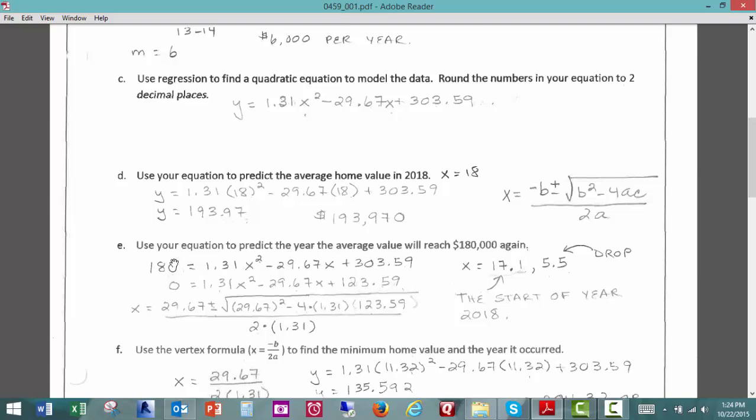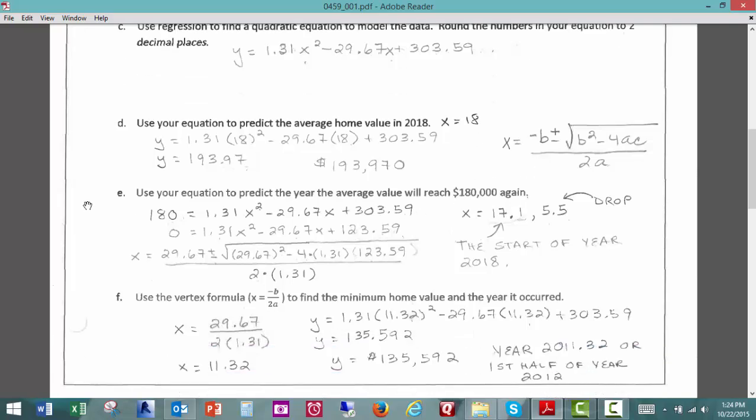Before I proceed, I'm going to have to take this 180 and subtract it from this side so that I can take the equation and have it set equal to 0. So when I subtract 180 from both sides, I end up with 123.59 right here. Then to solve this, I'm going to use the quadratic formula. The quadratic, because this is where I'm solving for x. The quadratic formula is right here.